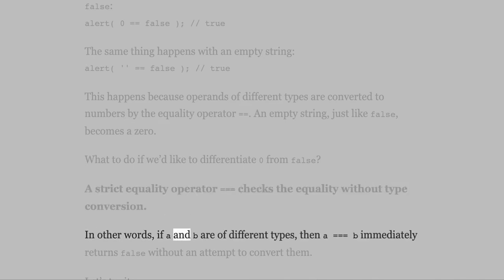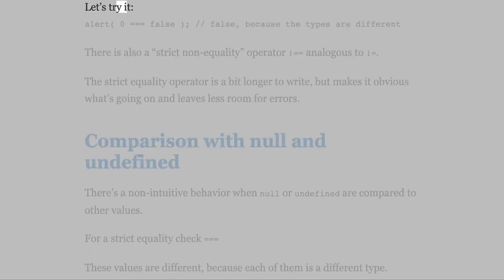In other words, if a and b are of different types, then a === b immediately returns false without an attempt to convert them. Let's try it. alert(0 === false) is false, because the types are different. There is also a strict non-equality operator !== analogous to !=. The strict equality operator is a bit longer to write, but makes it obvious what's going on and leaves less room for errors.